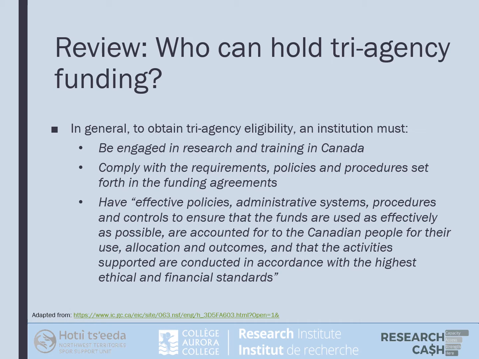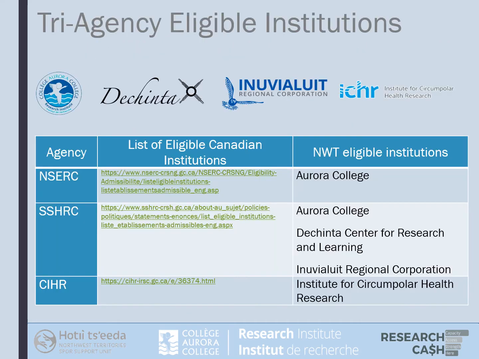And in general, to obtain Tri-Council eligibility, an institution must be engaged in research and training in Canada, comply with requirements, policies, and procedures set forth in the funding agreements, have effective policies, administrative systems, procedures, and controls to ensure the funds are used as effectively as possible, are accounted for to the Canadian people for their use, allocation, and outcomes, and that the activities supported are conducted in accordance with the highest ethical and financial standards. So that's a pretty high bar.